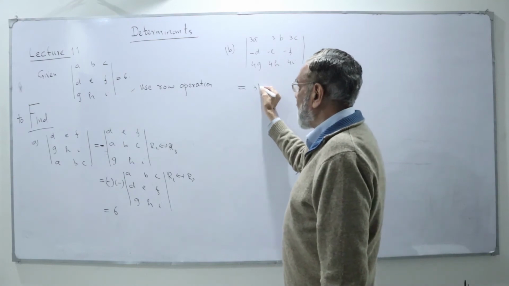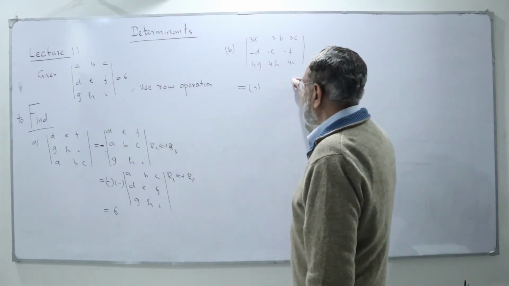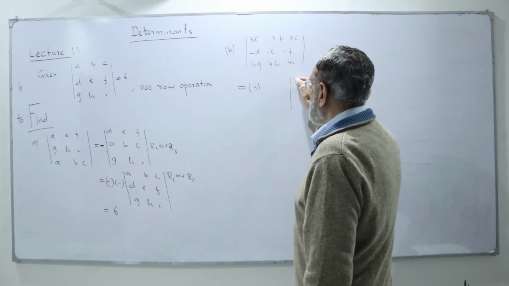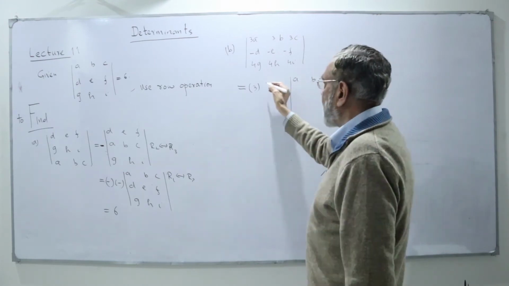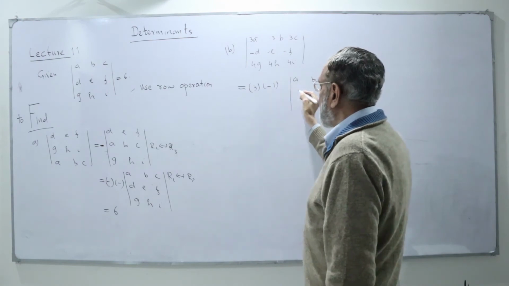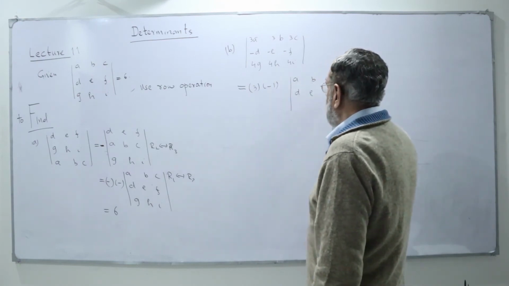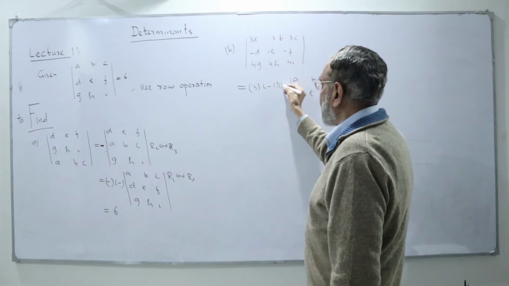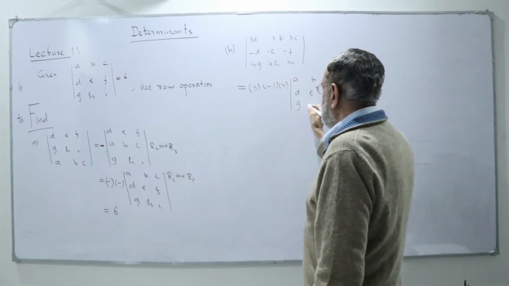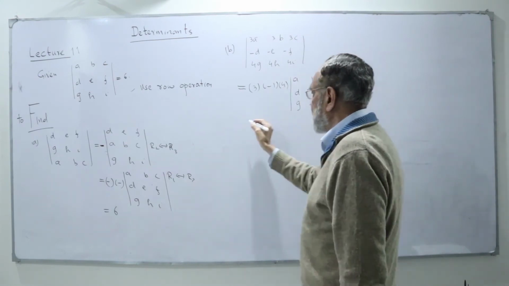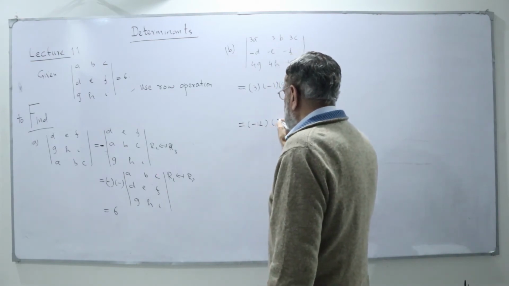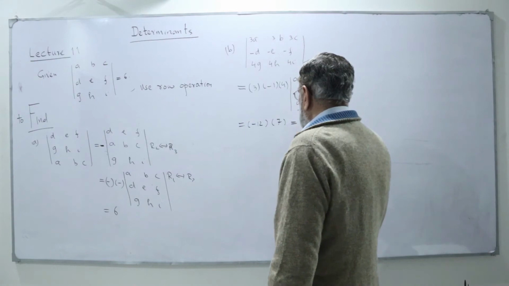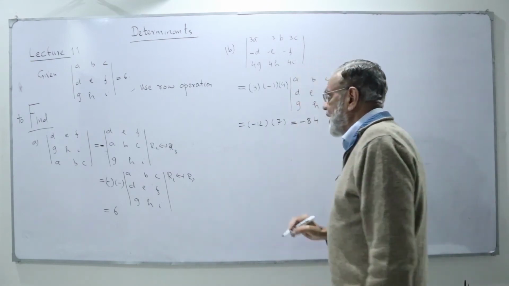I take 3 common from the first row. I'll get here the change in my first row. This is A, B, and C. Now I can take minus 1 common from the second row. I get here D, E, F. I take 4 common from the last row. I get here G, H, and I. So this gives me here minus 12. And the value of this determinant is 7. So I get the result as minus 84.